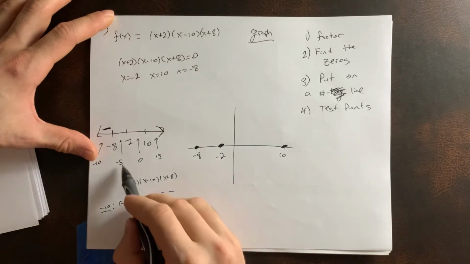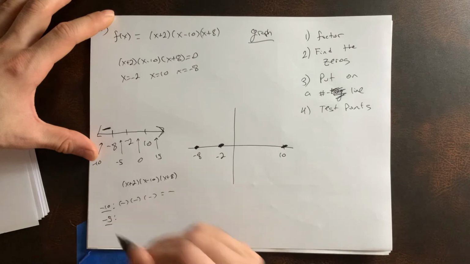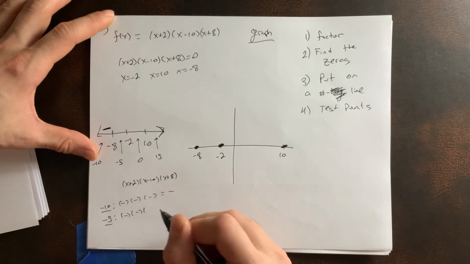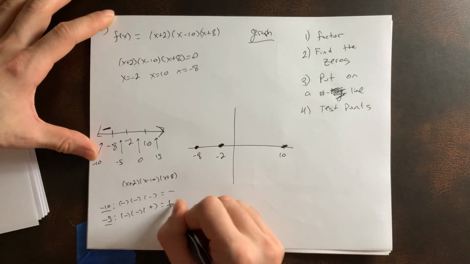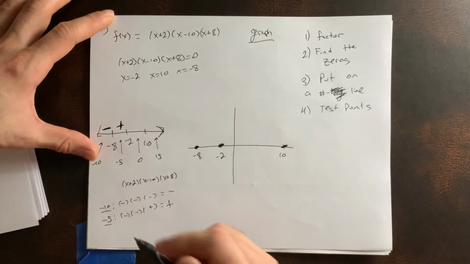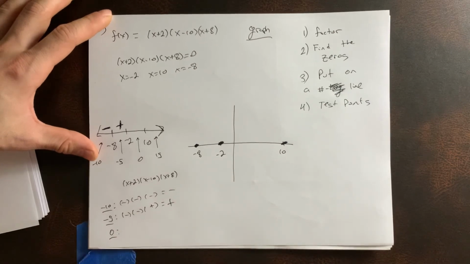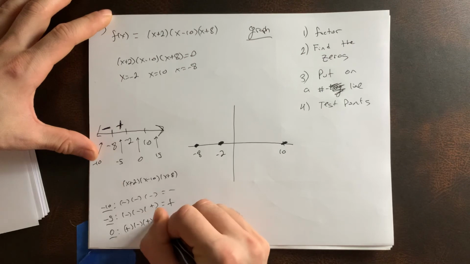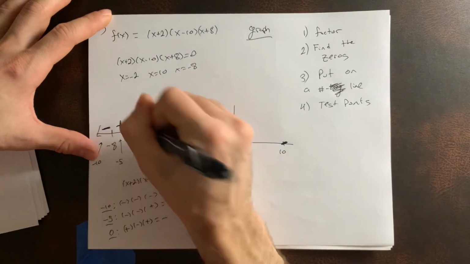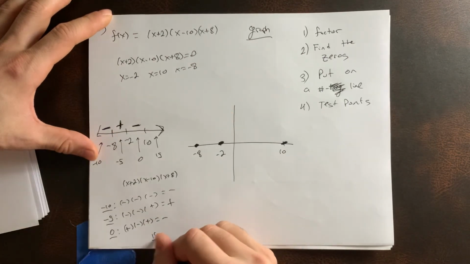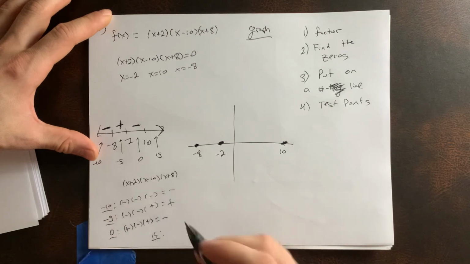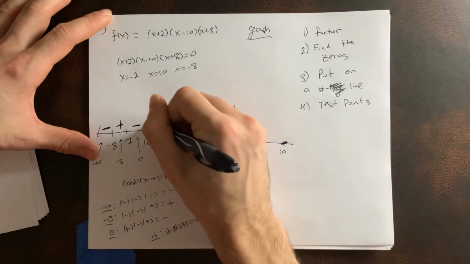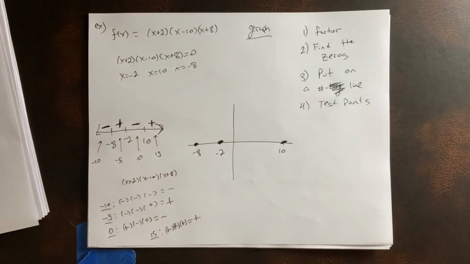The next step, so let's do the -5. We would get a negative, and then a positive. That's going to give us a positive. The next one was 0. We would get a positive, a negative, and a positive, which is negative. And then the last one, 15, we would get positive, positive, positive, which is positive.